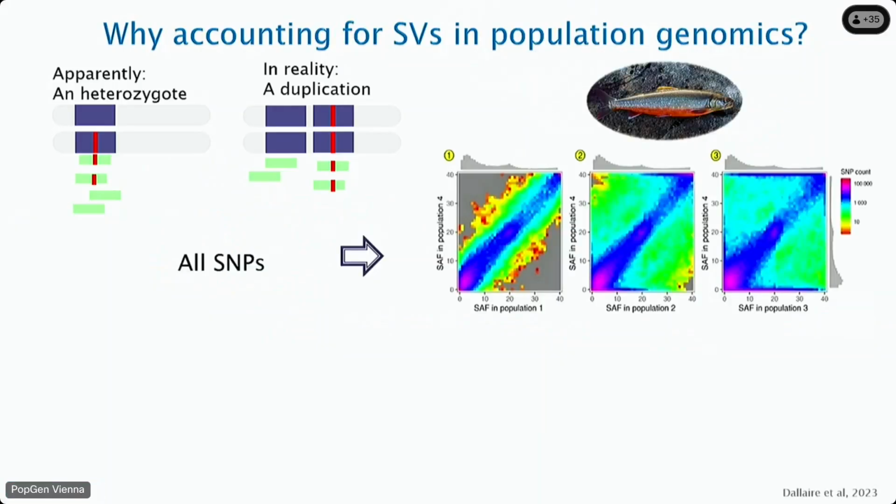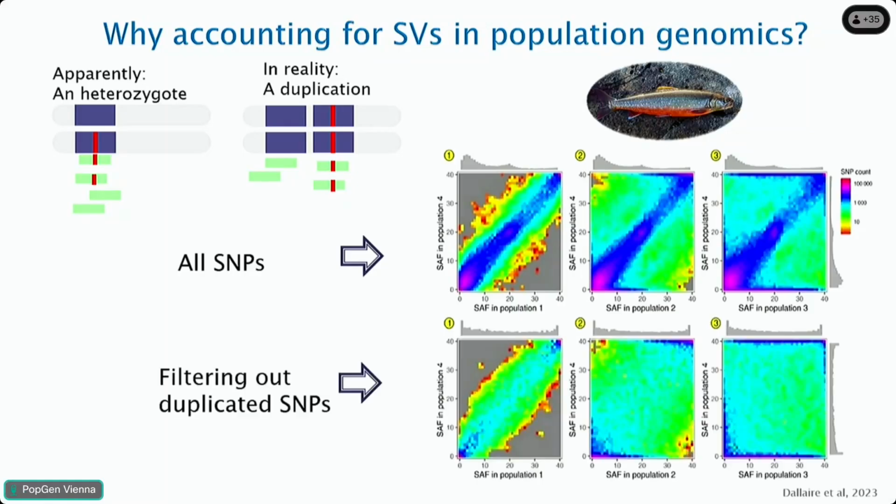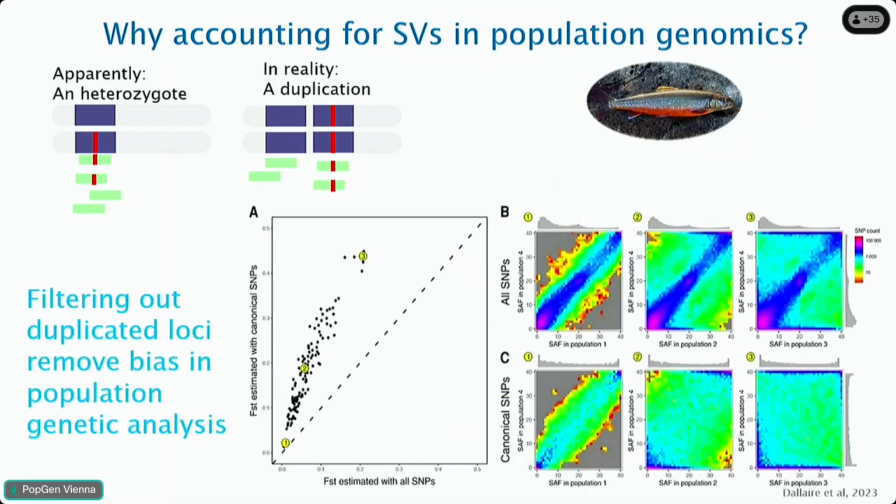And what you can see here, if you're familiar, is a two-dimensional SFS, the spectrum of allelic frequency in one population and the other population. And here you see an excess of shared SNPs, very strong along the diagonal. Most of those are heterozygous SNPs coming from duplication. When you filter out these weird SNPs that are not true SNPs, you get a pattern that's much more expected. And it was very important to filter them out.